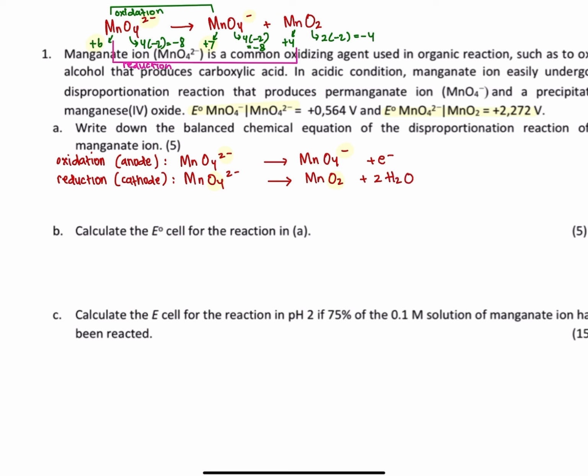So in total, we have 4 oxygen each. But because we add 2 water, then we have a surplus of hydrogen here. So let's say this is in acidic condition. So we add 4H+ over here so that we have 4 hydrogen each. And then the next one, we are going to analyze the charge.